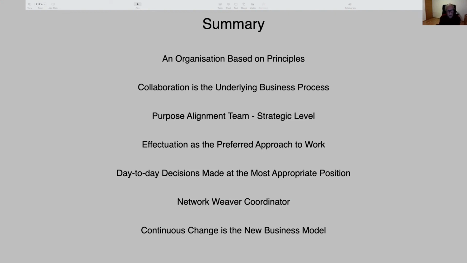The network weaver, as the coordinator, is a very, very important role and will take a very special type of person. And continuous change comes about because of the flexibility of the level 1 work groups.